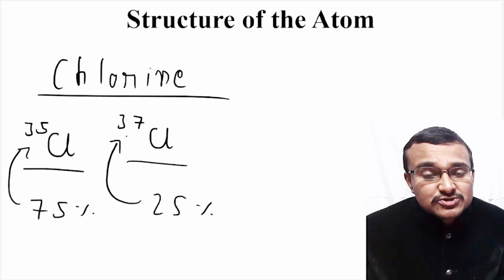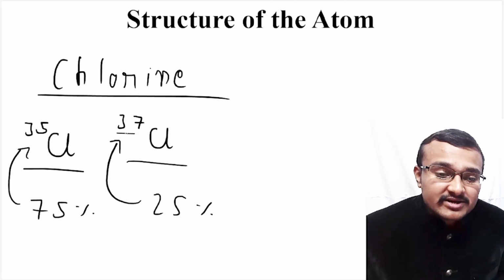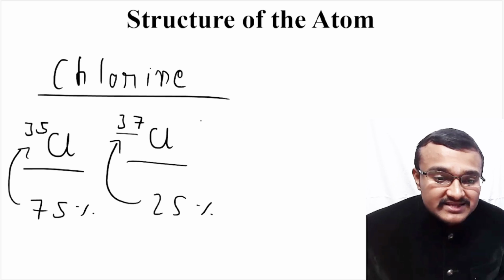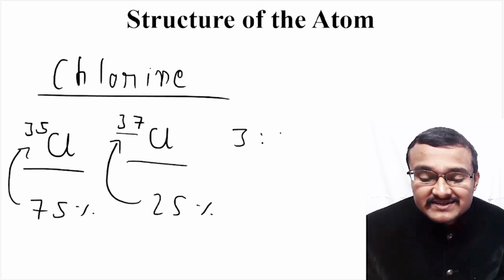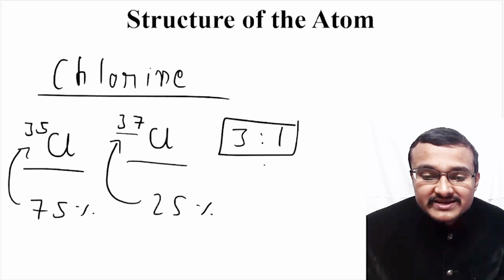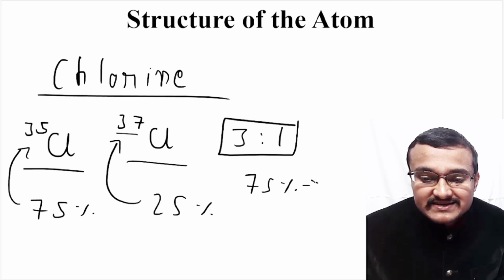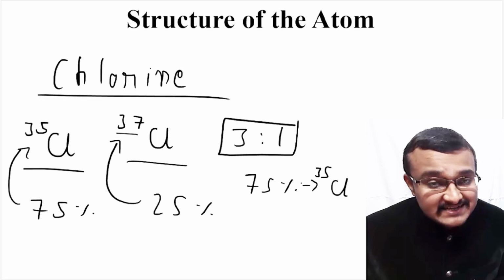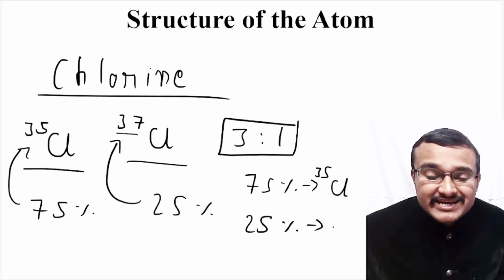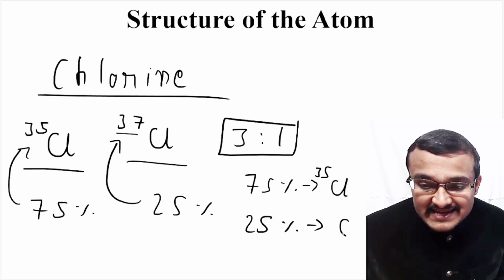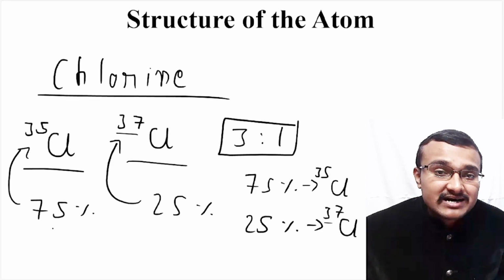The second isotope of chlorine has atomic mass number 37. Chlorine 35 and chlorine 37 exist in a 3:1 ratio in nature. That is, 75% is in the form of Cl35, which has 35 as its atomic mass number, and 25% of chlorine exists as the chlorine 37 isotope. 37 is the atomic mass number of the second isotope of chlorine.